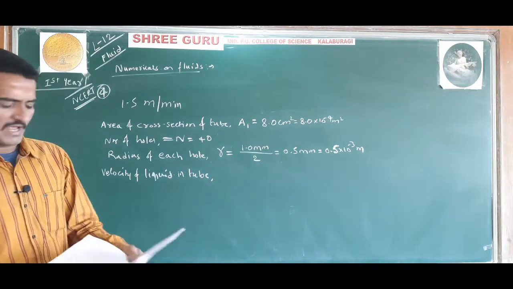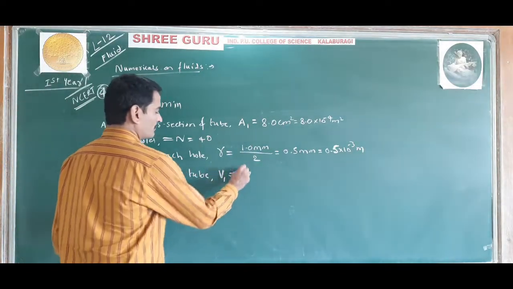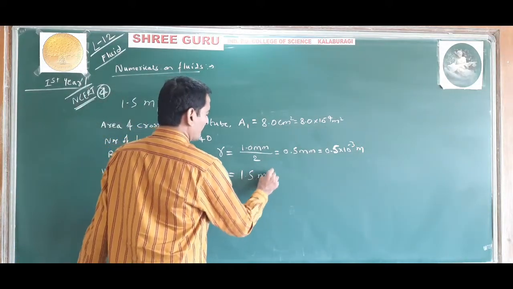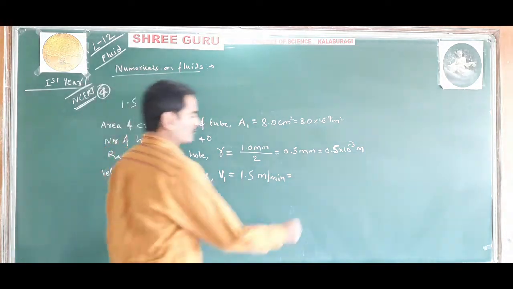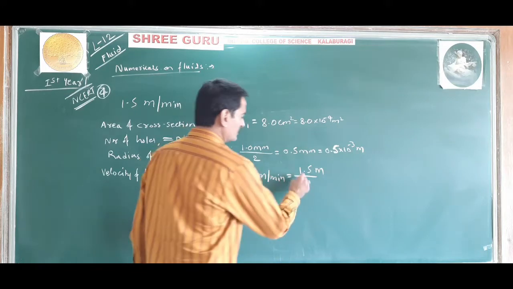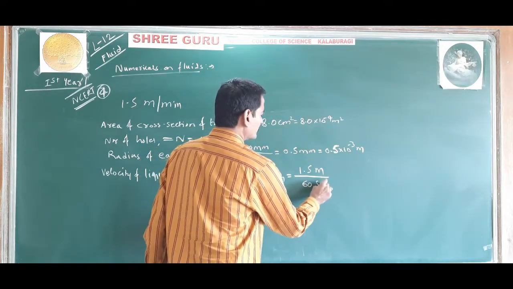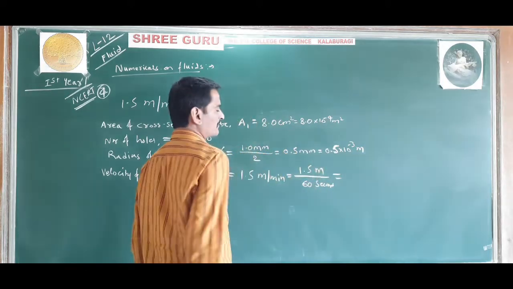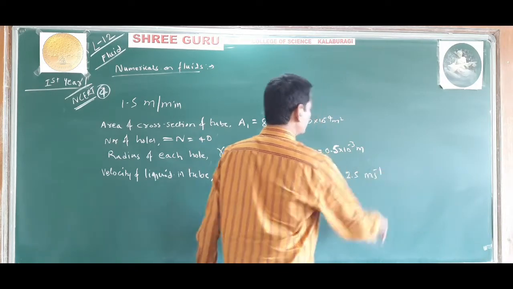Say it as V1. V1 is equal to the given value, 1.5 meter per minute. It is meter per minute, so convert into meter per second. That is 1.5 meter divided by 1 minute. 1 minute is equal to how many seconds? 60 seconds. Understood? So 1.5 divided by 60 becomes 2.5 into 10 to the power minus 2 meter per second.